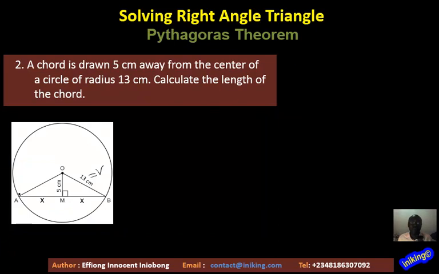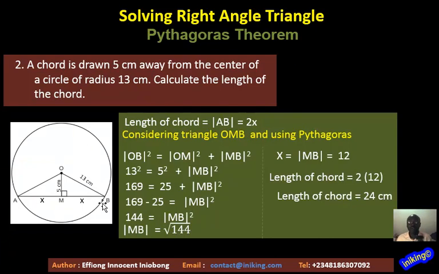We are looking for the length AB from here to that point. How do I get this? From the triangle OMB, we can easily find this length MB, which is X. But remember we said that the line OM drawn from the center perpendicular to the chord divides the chord into two equal halves. So here I have X on this side, X on this side, both of them equal. If I can find the value of this x, I simply multiply by 2 and that will give me the length of my chord. I'm sure you agree. So let's look out for that. Here we have that the length of the chord AB is 2x. Fine. We have agreed to that.